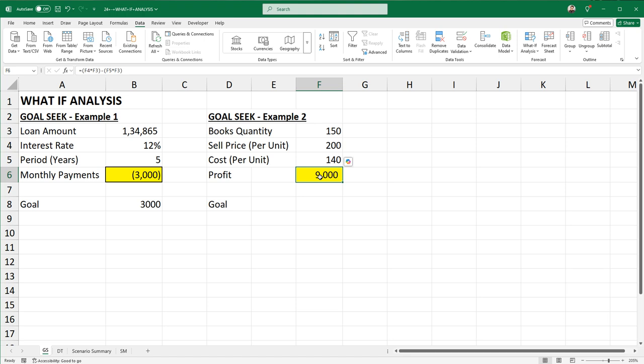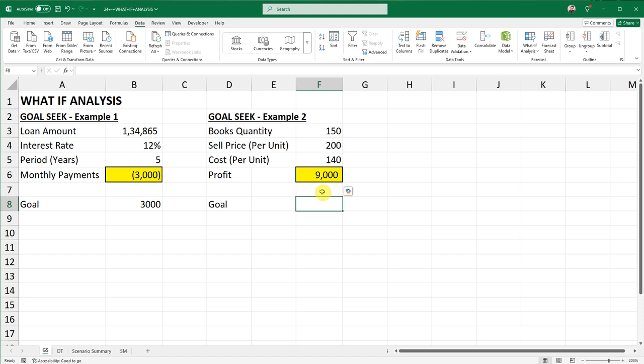Calculating a profit is not a big deal. It is a simple mathematical equation. We first take the selling price times the quantity, and then minus the cost of all the books. So let me write a formula here. I will select the selling price, which is 200 in F4, multiplying it with the books quantity, and then minus the cost per unit, which is 140 in F5, multiplying it with the quantity of books. I will get the profit of 9,000. So after selling 150 books at the unit price of 200, I get a profit of 9,000.